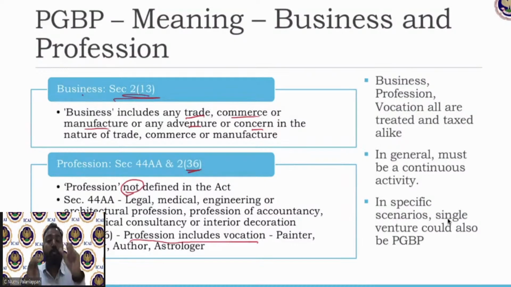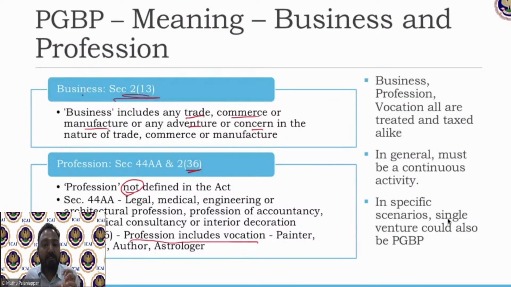What is the meaning of profession? When we say business, we say trade, commerce, manufacture. But when we say profession, there is no definition. It only says profession includes vocation. Now, before understanding the term profession, what is vocation? Vocation is basically a particular form of activity which probably does not require any learned skill, which means you need not go and study a course somewhere. Example, a painter. You need not study a course. There might be a course on painting, but it's not required. Most painters would not have done any course on painting.